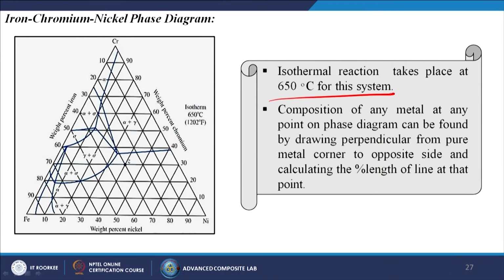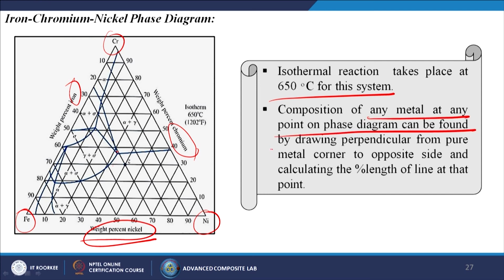The best example is the iron chromium nickel phase diagram. So the isothermal reaction takes place at 650 degree centigrade for the system. So here the 3 pure components, iron, nickel and chromium, then varying percentage. Here the weight percent of the nickel is varying, inside is the chromium and this side is the iron. So from here we can easily calculate the different phases. Compositions of any metal at any point on the phase diagram can be found by drawing a perpendicular from the pure metal corner to the opposite side and calculating the percentage length of the line at that point, and the temperature is increasing in these directions.